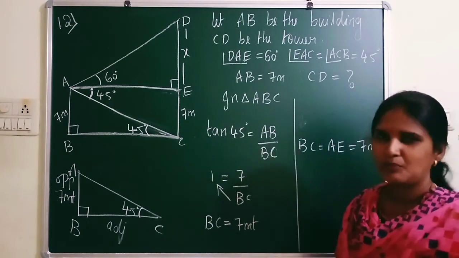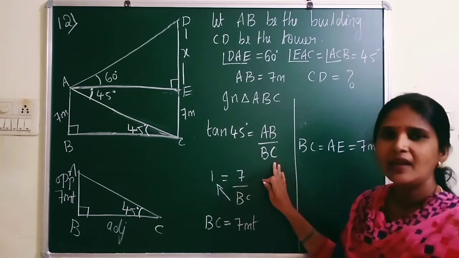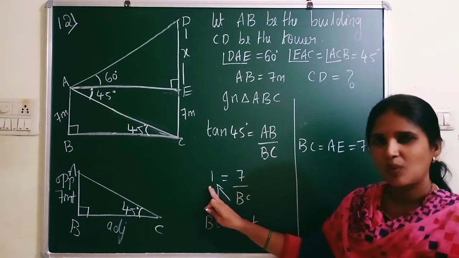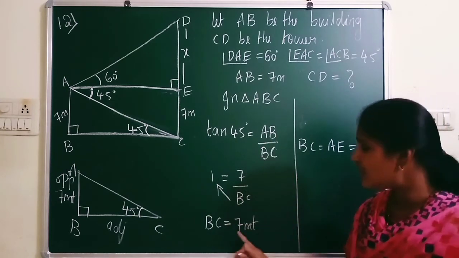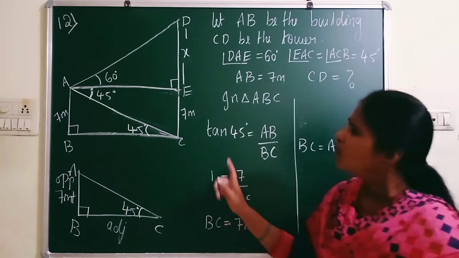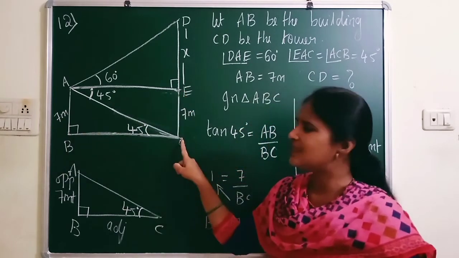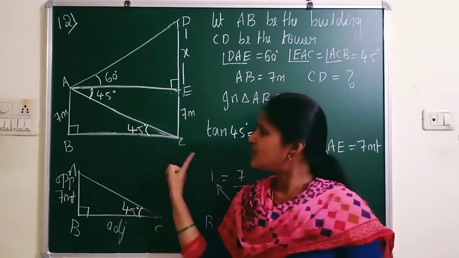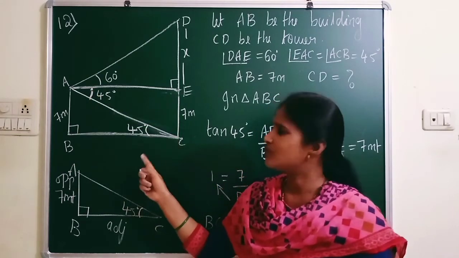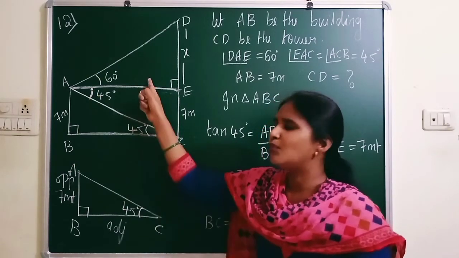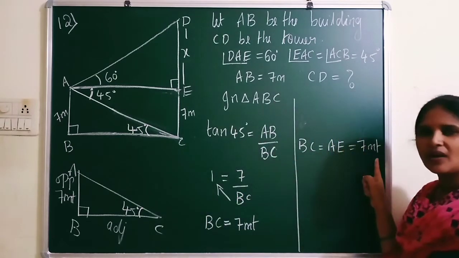Now in triangle ABC, tan 45 equals to opposite by adjacent, that is AB by BC. What is tan 45? 1. AB is 7 meter by BC. Cross multiply, you get BC equal to 7 meter. Once you observe this diagram, just now when AB was 7, we took EC is also 7. And I got BC also 7. When BC is 7, what about AE? These are also opposite sides. So naturally BC and AE both will be equal to 7 meter. So BC and AE both I got as 7 meter.